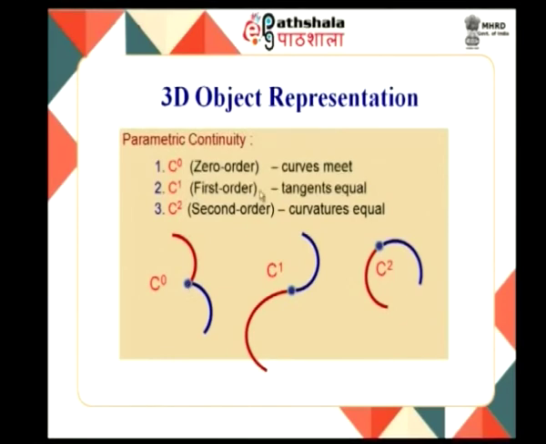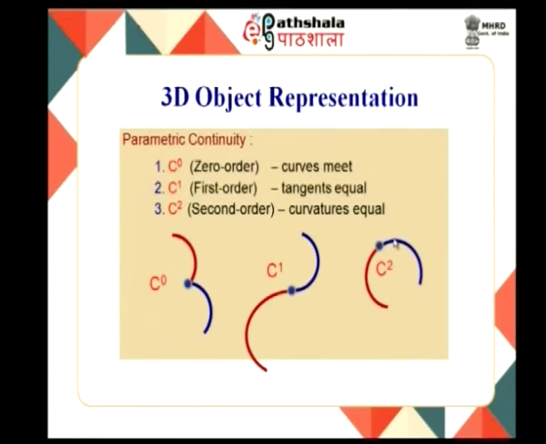And if they have to satisfy first order parametric continuity, the tangents to the two curve sections at this boundary where they are joining should be equal. Let me repeat that. If two curves have to join a bit smoothly at the point at the boundary here, the tangents to the two curve sections at this point must be equal.